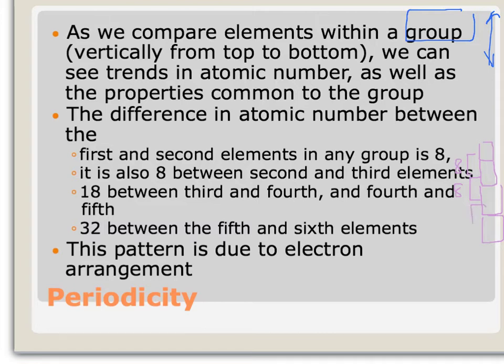From the third to the fourth, we have 18 as the difference in atomic number. From the fourth to the fifth, we again see 18. And from the fifth to the sixth is 32. That pattern has to do with the arrangement of the electrons. And you'll see this numeric trend, 8, 8, 18, 18, 32, come up over and over again.